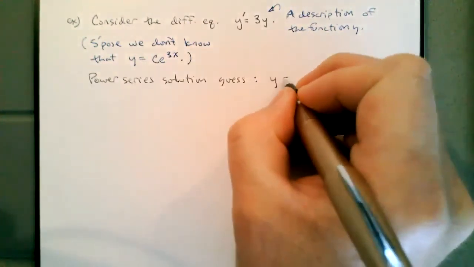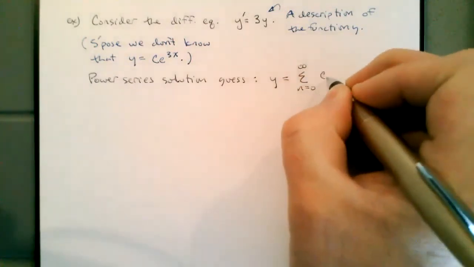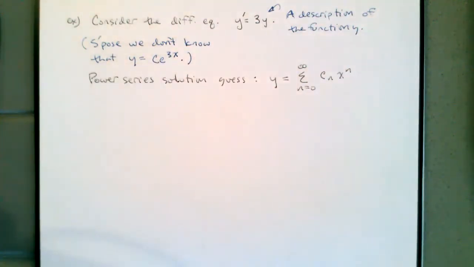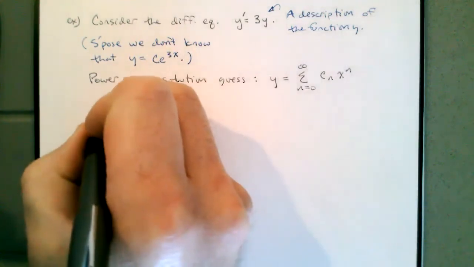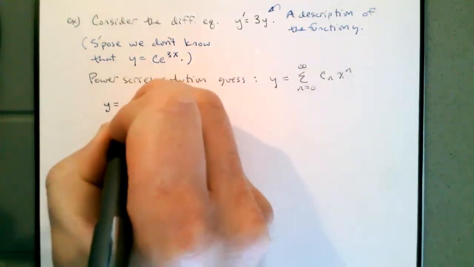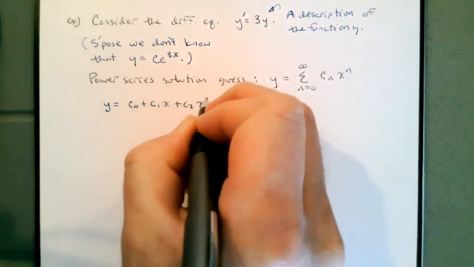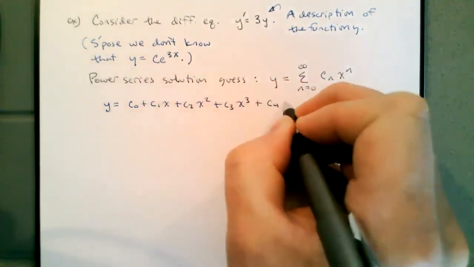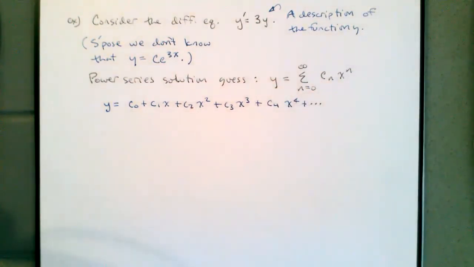We're going to guess that y is equal to the sum as n goes from 0 to infinity of c_n x^n. I'm going to guess that this is what the solution is. That is, this is my guess for a solution to the system: y equals c0 plus c1 times x plus c2 times x squared plus c3 times x cubed and c4 times x to the fourth, and so on. I'm going to guess that this is our solution.